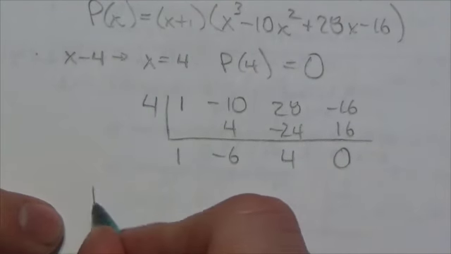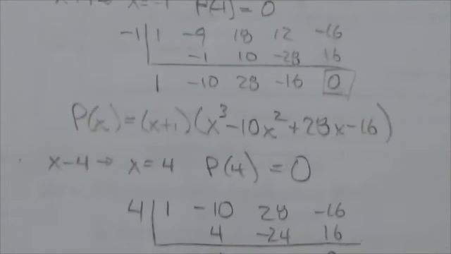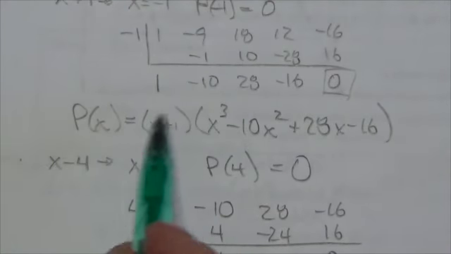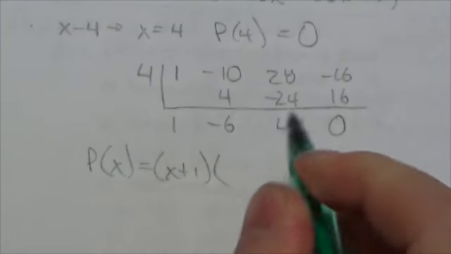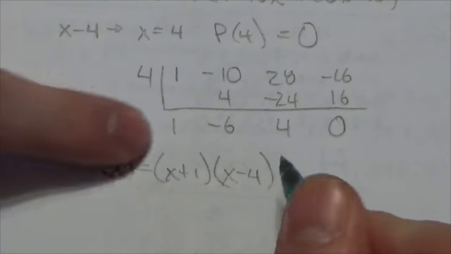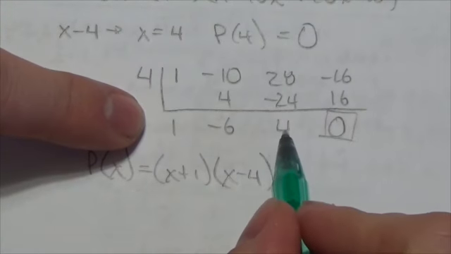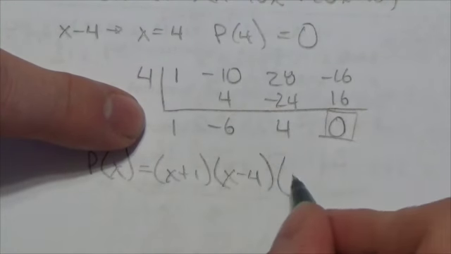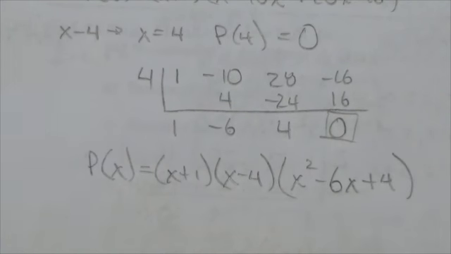So now this tells me what p of x, the original polynomial, is. Don't forget about that original factor that I pulled out, the x plus 1. So it's going to be x plus 1, now multiplied by my new divisor, x minus 4, and now multiplied by the quotient. Now remember, this is the remainder, so I've got constant, linear, quadratic. So x squared minus 6x plus 4.